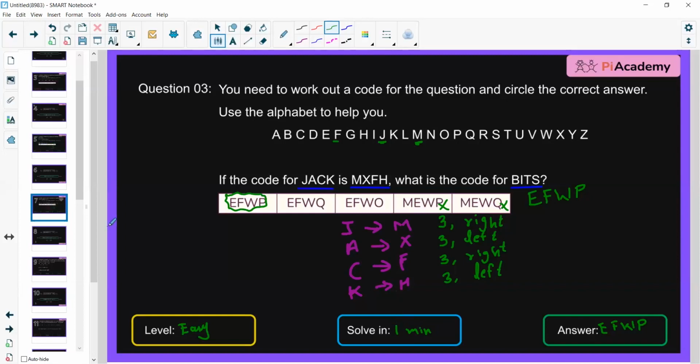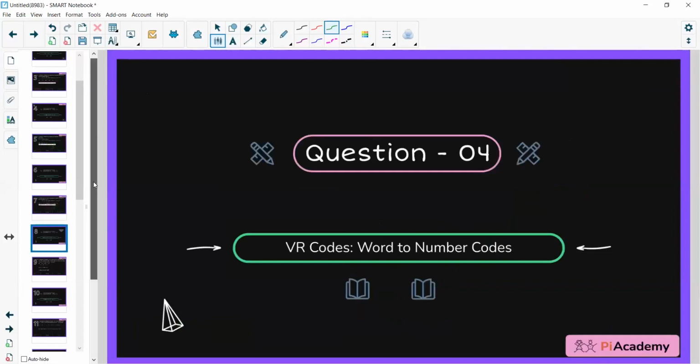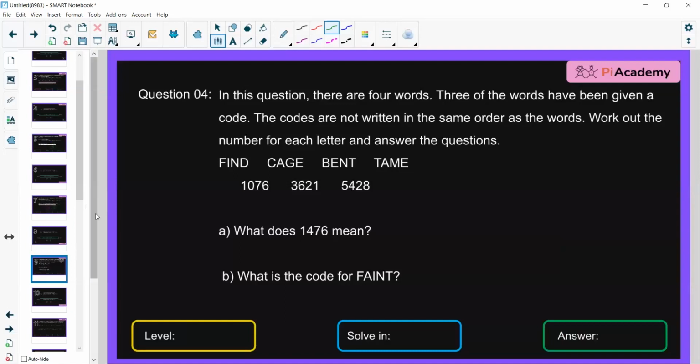Okay, so now let us move to question number 4. Again, this question is from VR codes, where the topic is word to number codes. Now this can get trickier, guys, so I really want everyone to pay attention over here. In this question, there are 4 words. Now 3 of the words have been given a code. The codes are not written in the same order as the words. We are asked to work out the number for each letter and answer the correct question.